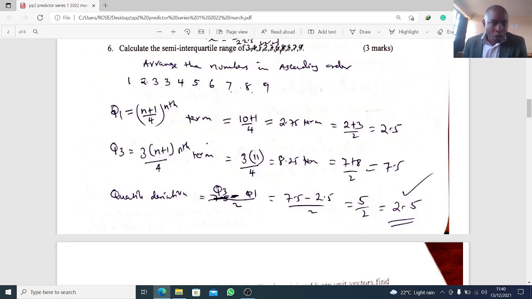2.75, you count 1, 2.75, it will be around there. So we include these two numbers to get the Q1. So Q1 will be 2 plus 3 over 2, which is 2.5.